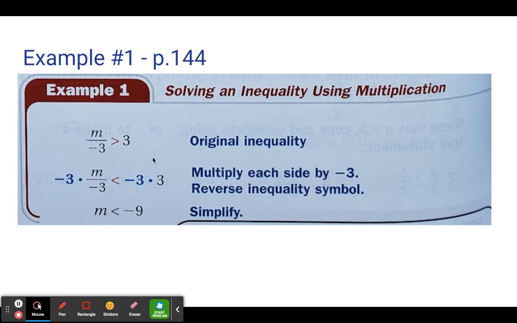Now, next one. This is from our book. m divided by negative 3 is greater than 3. If we want to cancel this divide by negative 3, we're going to do it by multiplying by negative 3 on both sides. So the negative 3s cancel, and the negative 3s on this side cancel, and then negative 3 times 3 is negative 9. Notice, though, that we switched the inequality symbol.